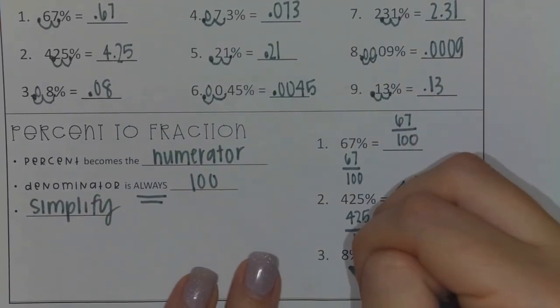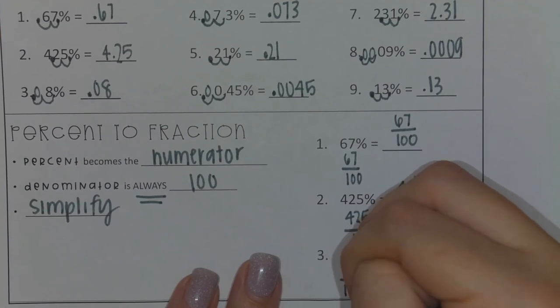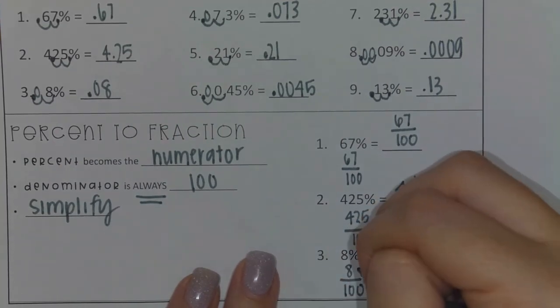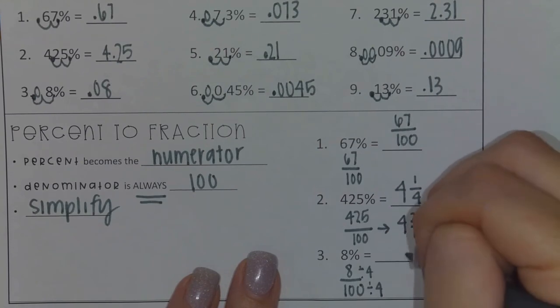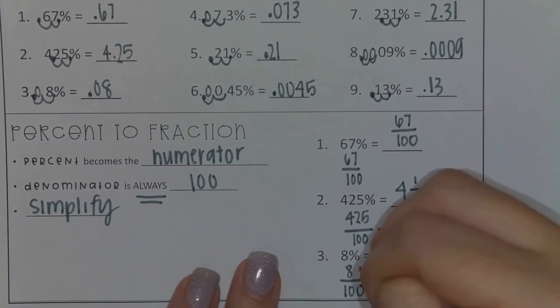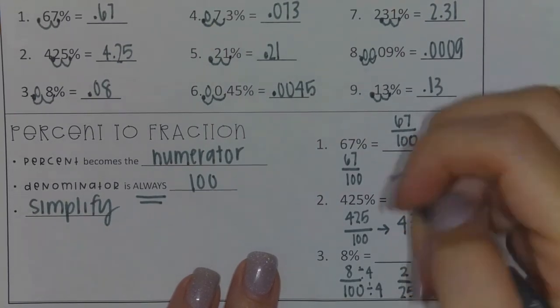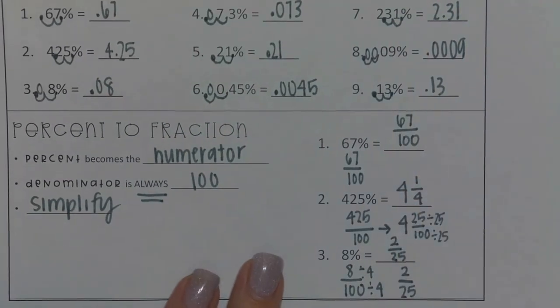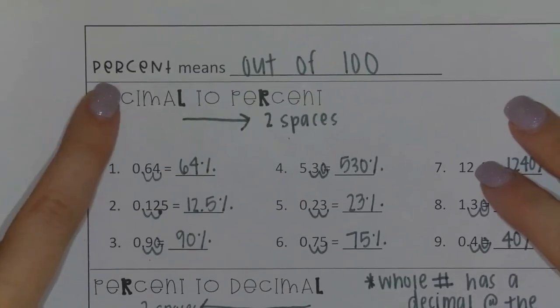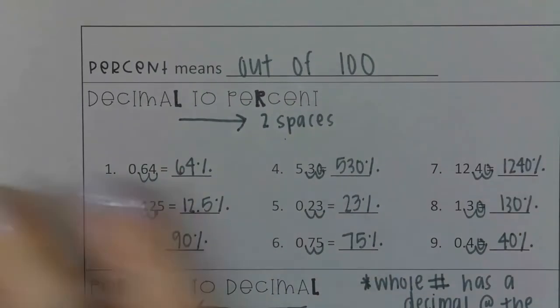And then 8%, 8 becomes the numerator, 100 is the denominator. They're both divisible by 4. So 8 divided by 4 would give me 2. 100 divided by 4 would give me 25, and that is as simple as it can get. So I get 2/25. So remember, most important thing, percent means out of 100.